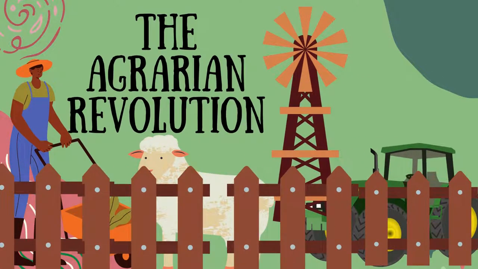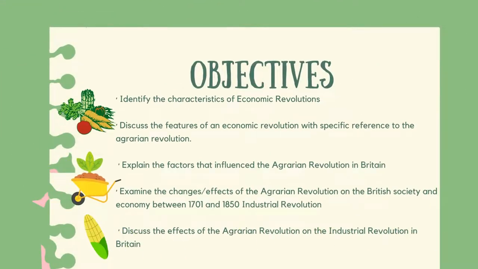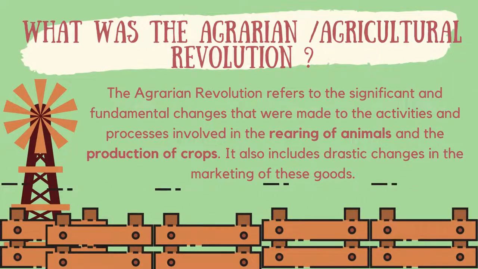Objectives. What was the Agrarian Revolution? The Agrarian Revolution refers to the significant and fundamental changes that were made to the activities and processes involved in the rearing of animals and the production of crops. It also includes drastic changes in the marketing of these goods.